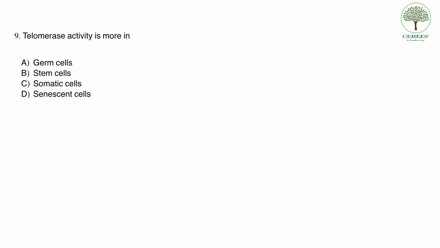The ninth question is telomerase activity is more in, your options are A, germ cells, B, stem cells, C, somatic cells, D, senescent cells. The correct answer here is A, germ cells. So to explain this, first let's understand what are telomeres. Telomeres are tandem DNA repeats at the chromosomal end which provide chromosomal stability.